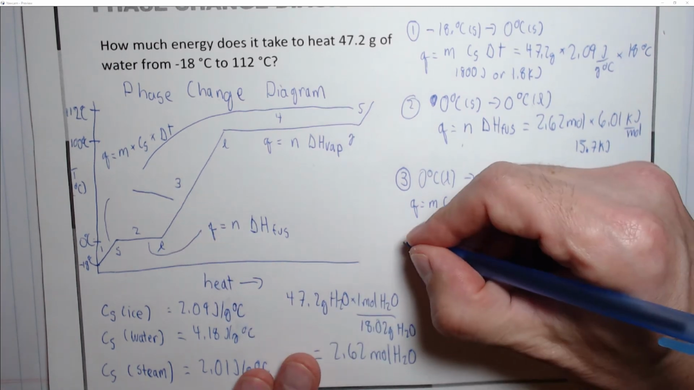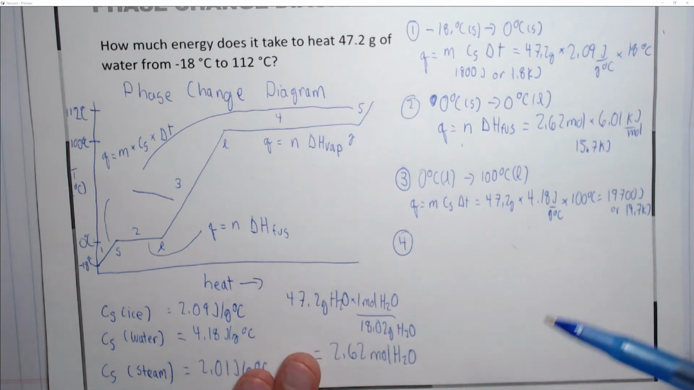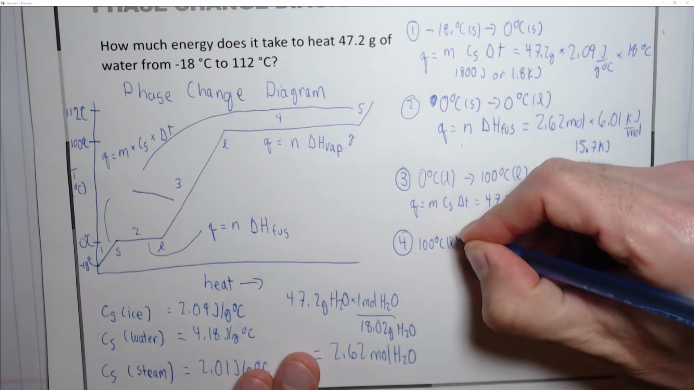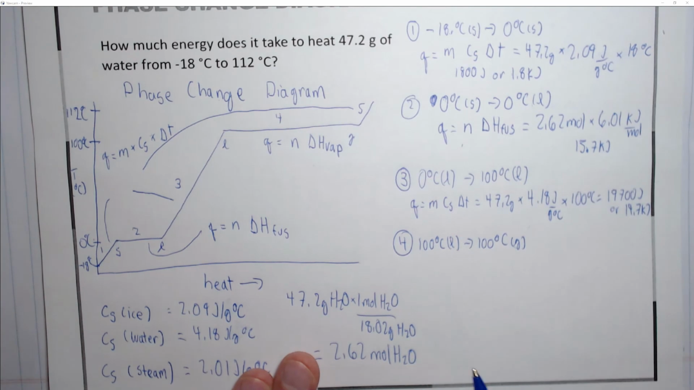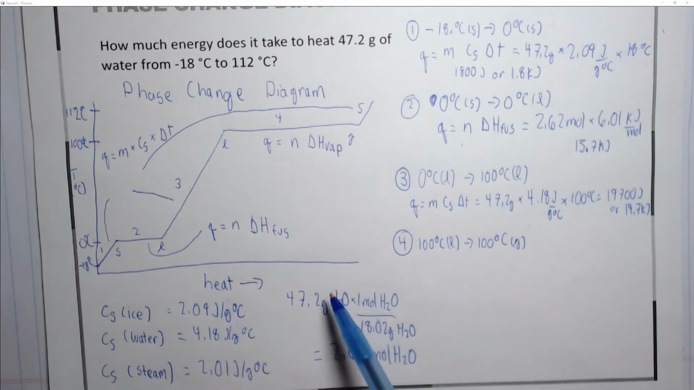All right, segment 4. What are we doing in segment 4? Well, in segment 4, we're going from 100 degrees C liquid to 100 degrees C gas. So we're boiling the water at its boiling point. There's no temperature change. We're just converting from a liquid to a gas, which again, this energy is to separate those molecules as we discussed in the previous section.